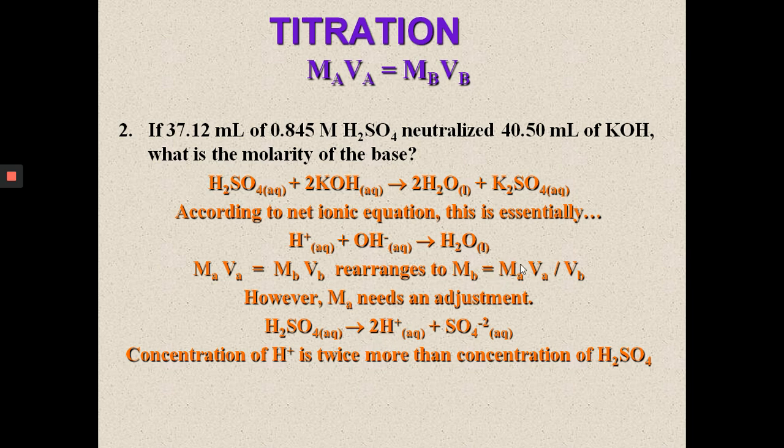And this molarity of acid is going to be the concentration of hydrogen. Since we are given the concentration of sulfuric acid, and the concentration of hydrogen is exactly twice that, I'm going to multiply the concentration of sulfuric acid by 2 and get 1.69 molarity. Then you multiply and divide, and you should get 1.55 molarity.